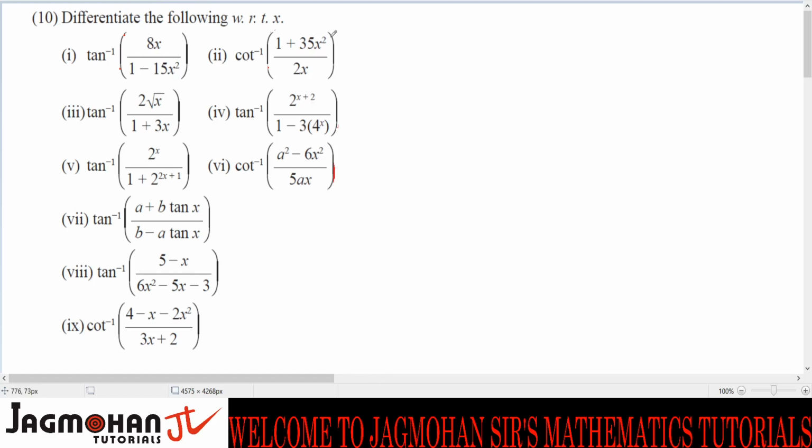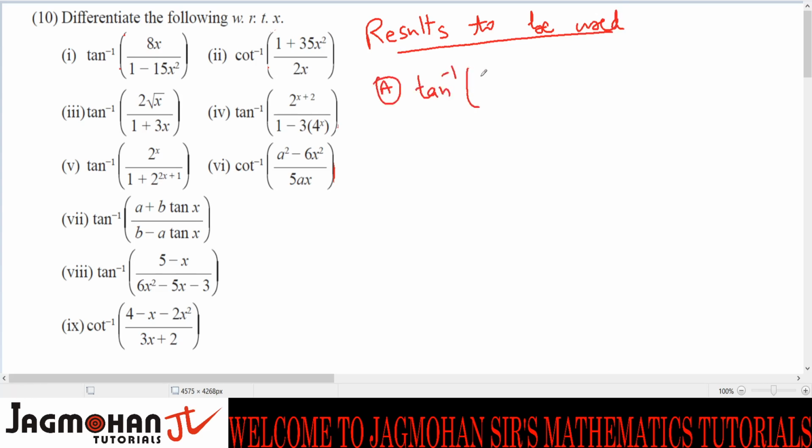Right now we are solving problems of one very simple type where we are using these two results. I write this once again. Results to be used for solving these problems. And the results are tan inverse of (A plus B) over (1 minus AB) is tan inverse A plus tan inverse B.